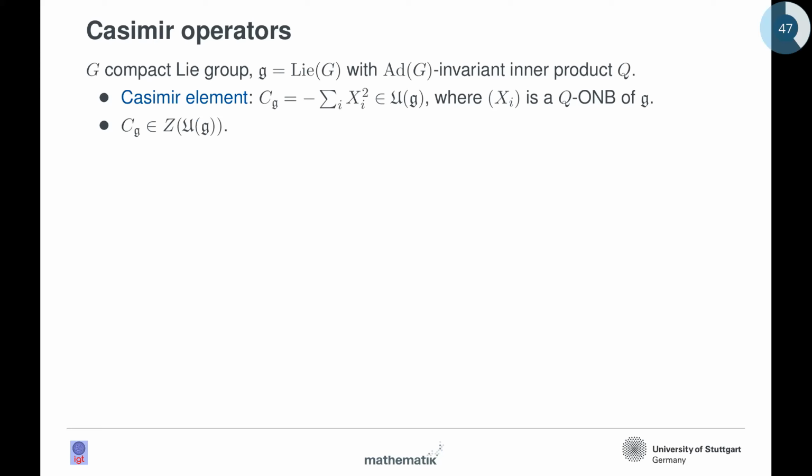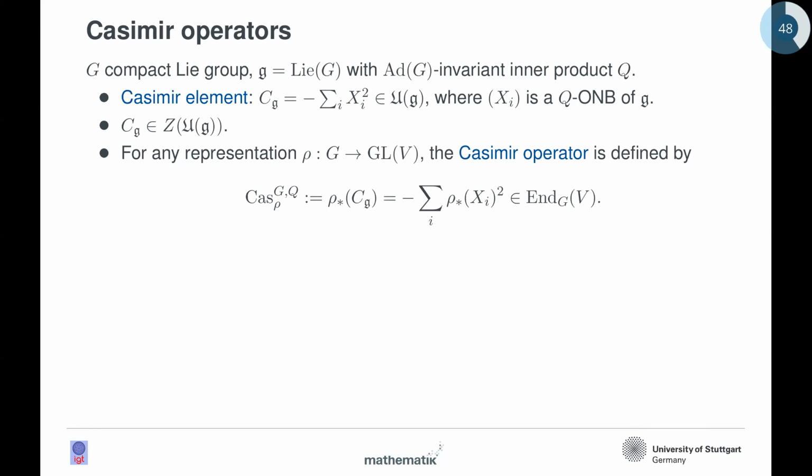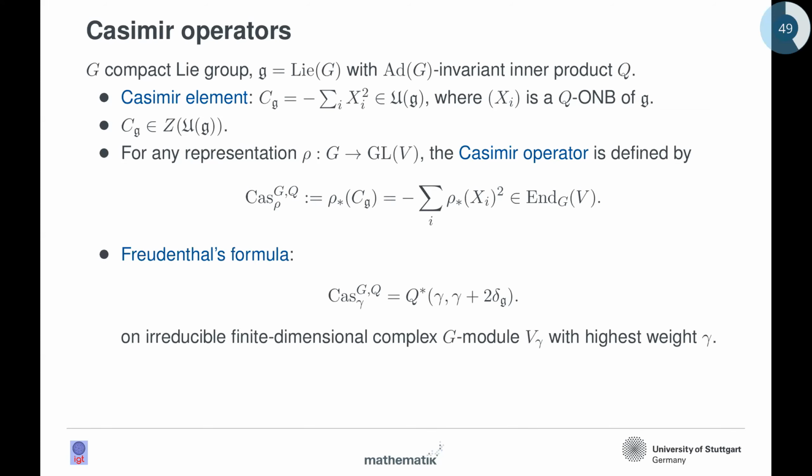What's cool is that this Casimir element lies in the center of this universal enveloping algebra. And if we apply the push forward of some representation to this Casimir element, then we get some equivariant endomorphism of V, where V is our representation space. And this is called the Casimir operator. Okay, so this just introduces the notation for the Casimir operator. But the cool thing is that if the representation V is irreducible, then by the lemma of Schur, this Casimir operator must just be multiplication by some constant. And what this constant is can actually be computed pretty easily by this formula of Freudenthal.